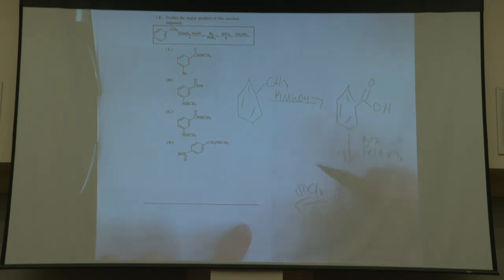And now I'm using SOCl2 and heat. That's an Orgo 2 reagent. What does that do? Yep, it turns the OH on my carboxylic acid into a Cl. Otherwise, it turns my carboxylic acid into an acid chloride. So that's going to look like this.